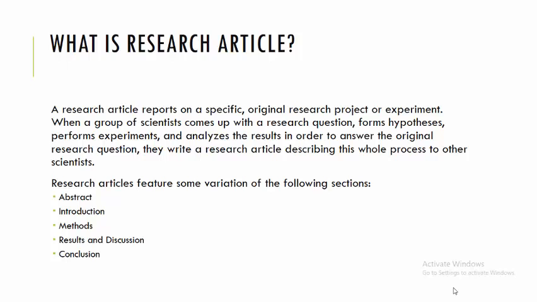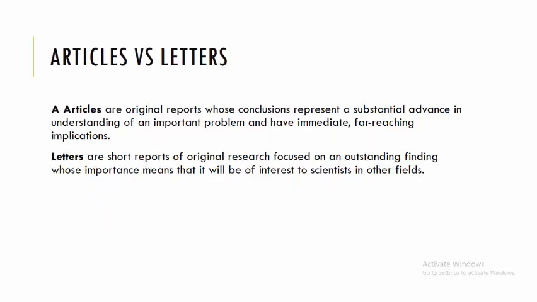This is the format of the journal. The first one is abstract. Next, introduction. You will have methods, and then you will have result and discussion, and the last one is conclusion. So all of these have to be included in your article. Okay, so this is the difference between articles and letters.